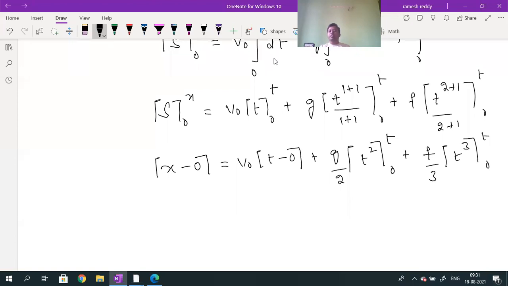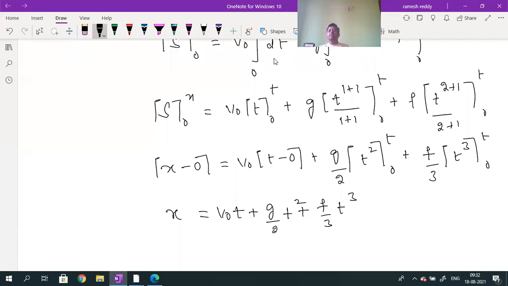Then x minus 0, value x, will be equal to v naught into t minus 0, value t, plus g by 2 into t square, upper limit t, lower limit 0. In place of t, if I write t, the answer is t square, lower limit 0. Can I write directly g by 2 into t square plus f by 3 into which one? T cube. Why? Because directly I am writing upper limit t, lower limit 0. So t cube minus 0 is t cube only, and t square minus 0 is t square only.